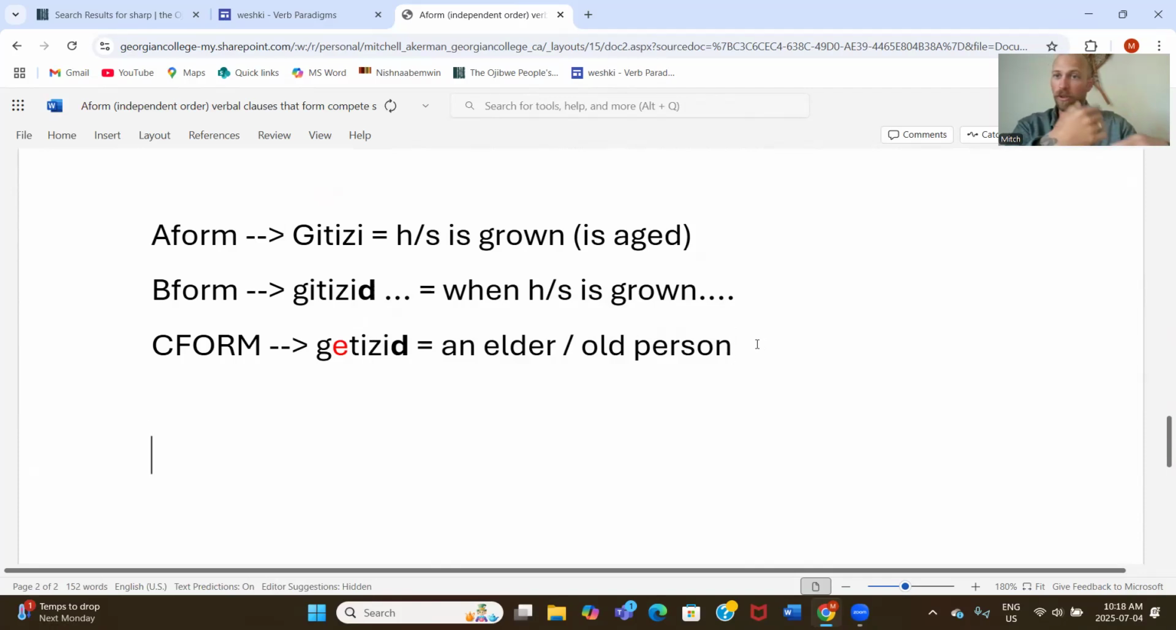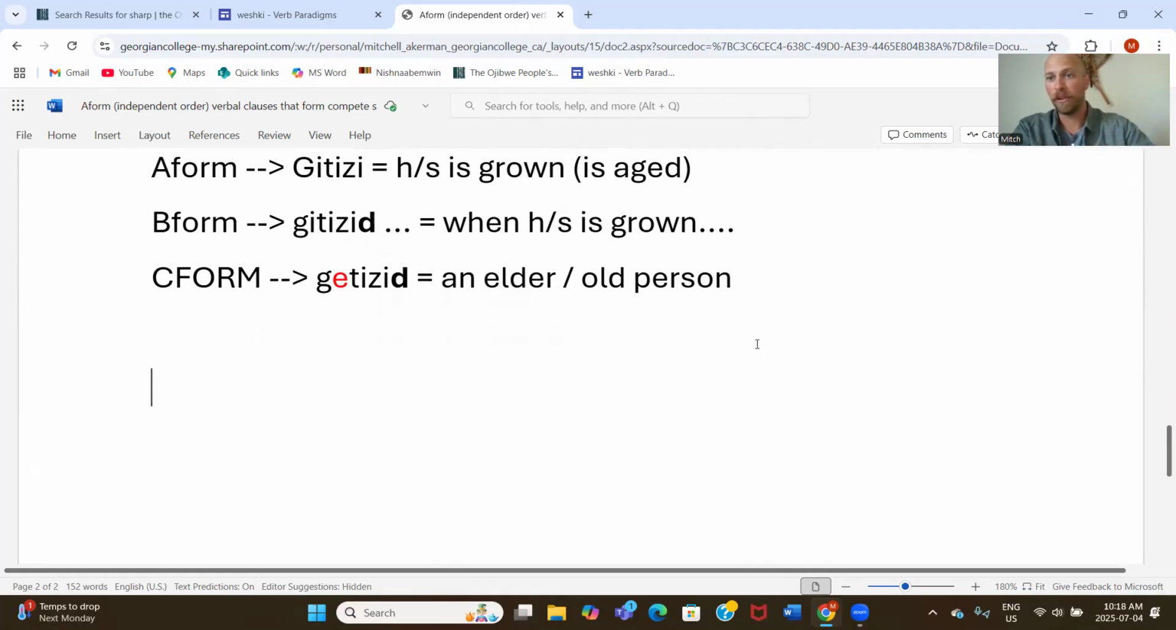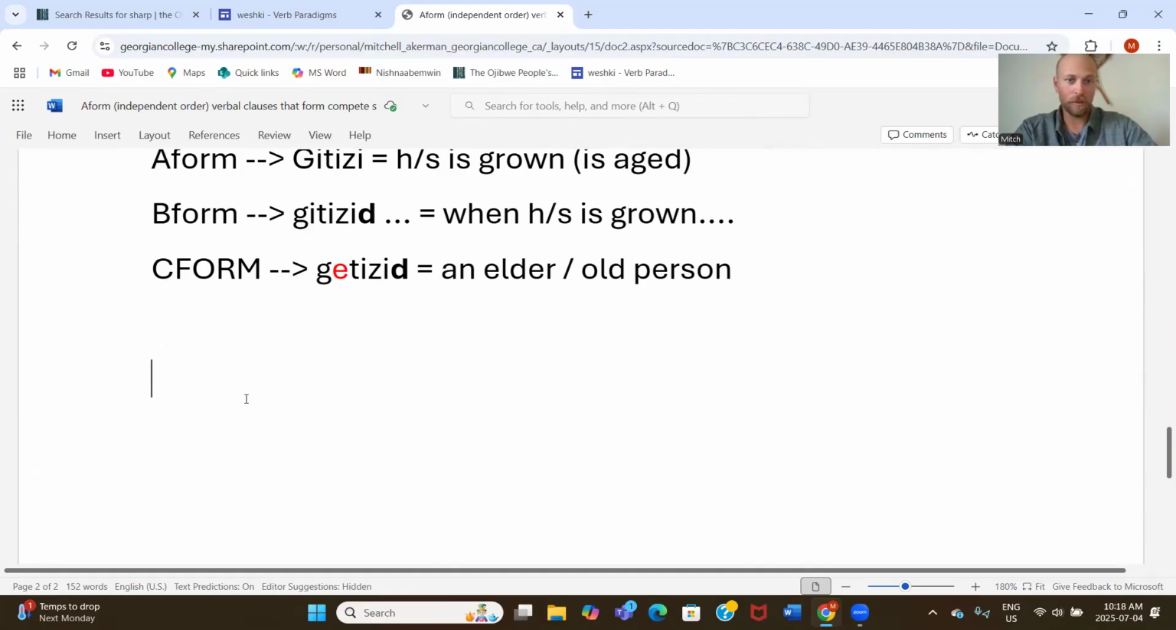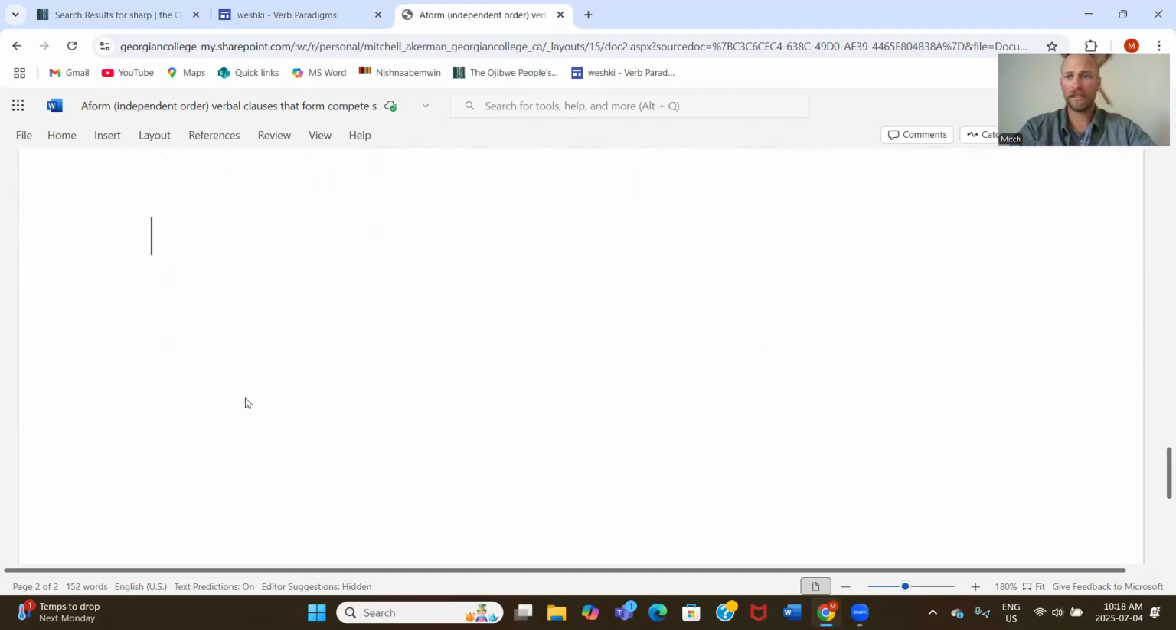And yeah, the sooner you come to terms with how to do this, the quicker you have access to all of those fun nouns that you get to make and build. Okay, so there's that one. Gettizi, he is grown. Gettizid, when he's grown. Getzid, the one who's grown. Okay, and it's very cool. But then it can do other things.